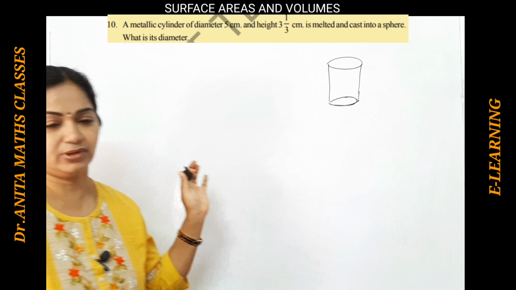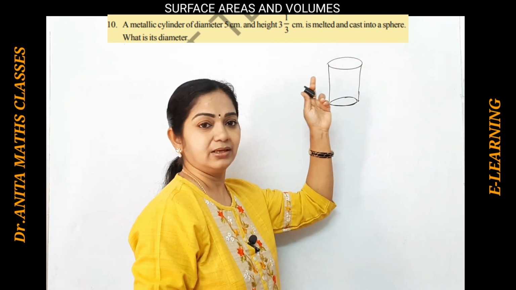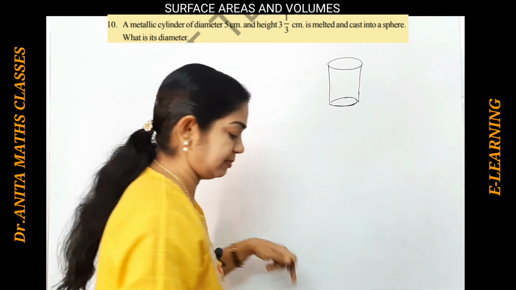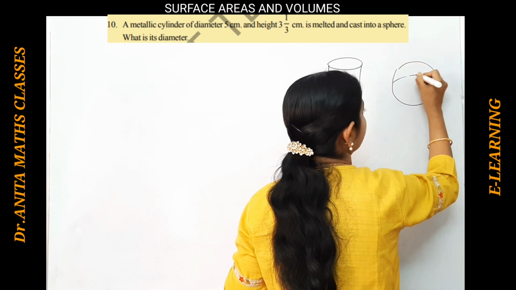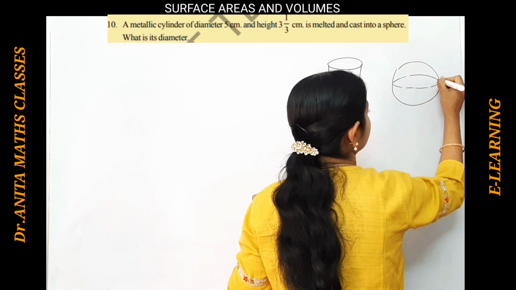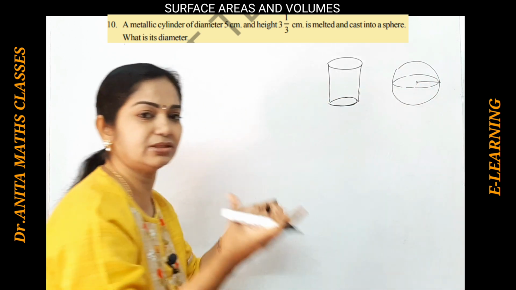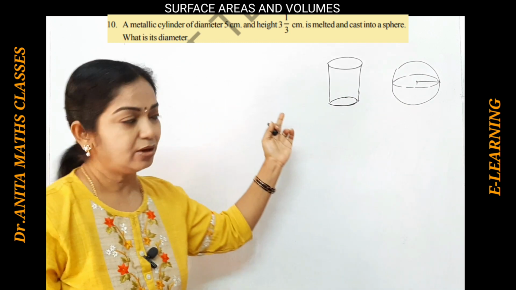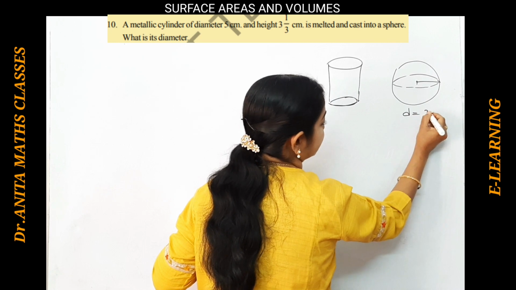That is the concept. Okay, so one metallic cylindrical shape metal is there in the form of a cylinder. This is being melted and cast into another 3D shape. The other 3D shape is the sphere. Okay, so this is the sphere. So there won't be any change in the volume. So we can equate the volumes here, right? And we are asked here to find the diameter of this sphere.